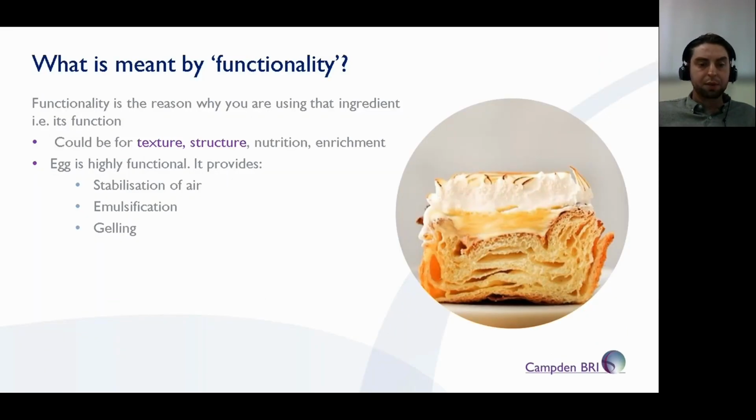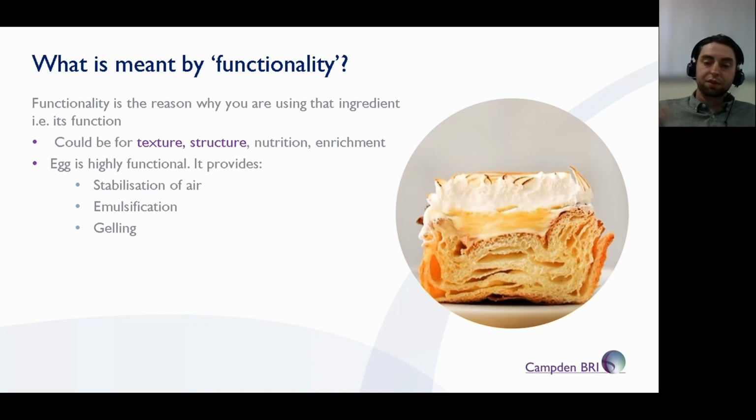So what is meant by functionality? Simply, functionality is the reason why you are using that ingredient. Why are you putting in that ingredient in the first place? There can be lots of reasons why you would put an ingredient into a product: flavor, nutrition, enrichment. However, quite often it's done for a physical purpose, to improve texture or structure, as well as the nutrition enrichment. And it's the texture and structure that we'd be focusing on for the egg.